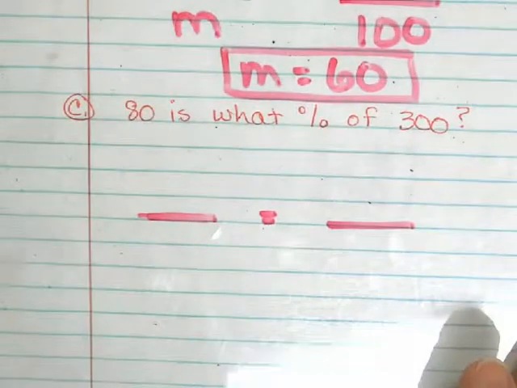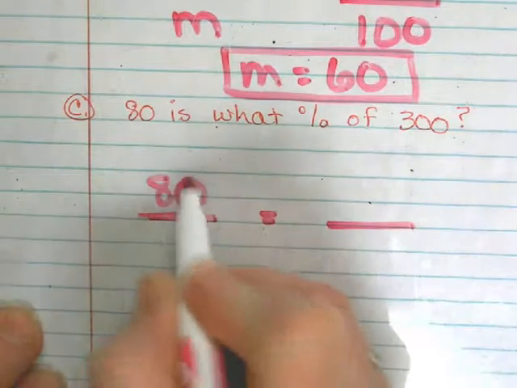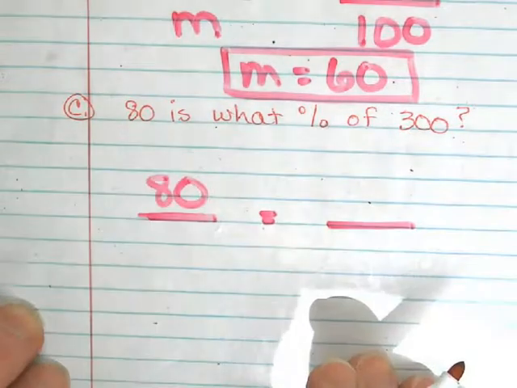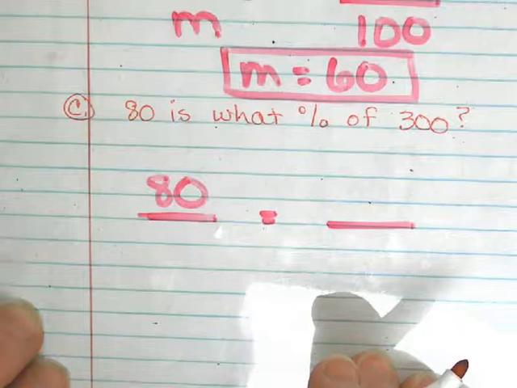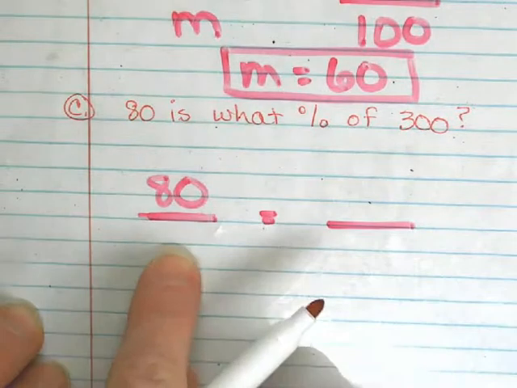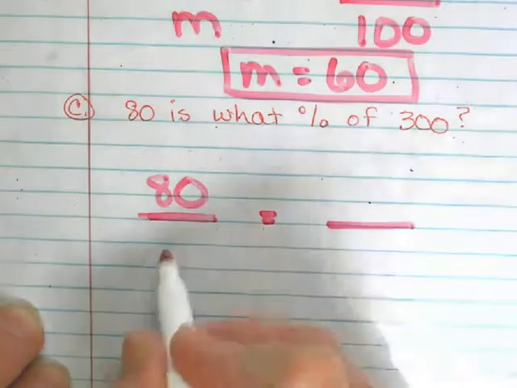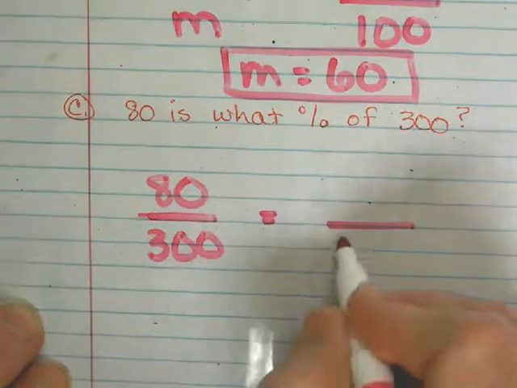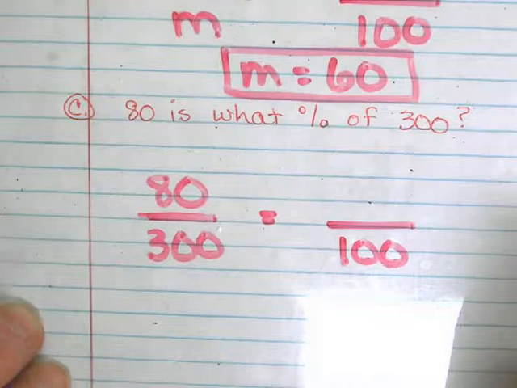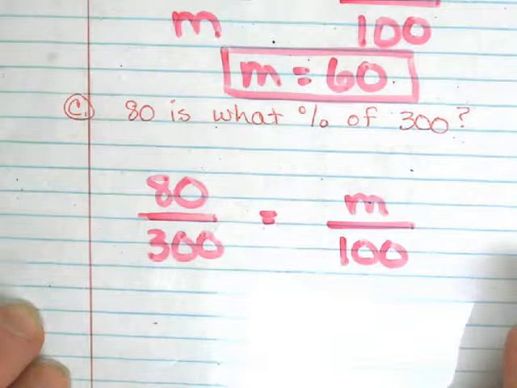80 would be on the first one on the top. And then 300 would be at the bottom. Right here? Yeah. See, there's the word of, so the word of should be over here. And then we put our 100. The 100 will always be here. Do we pick any letter? You can pick any letter you want. And then we multiply 80 by 100 and then divide it by 300.